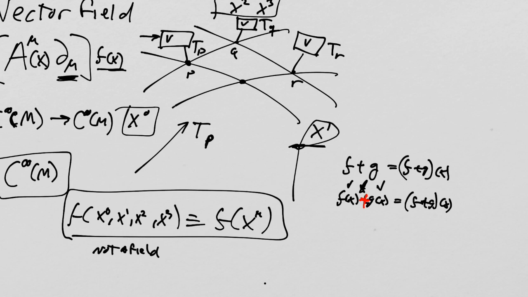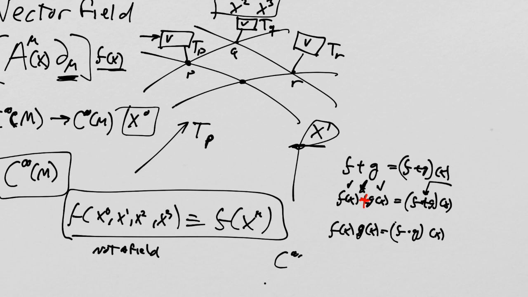Likewise, you can do this for multiplication. We can say f of x times g of x is pointwise multiplication. And that will be defined as (f times g) of x. And so in this way, you're now defining an addition and a multiplication on the set of all functions.